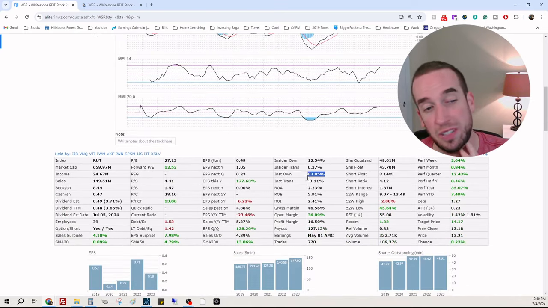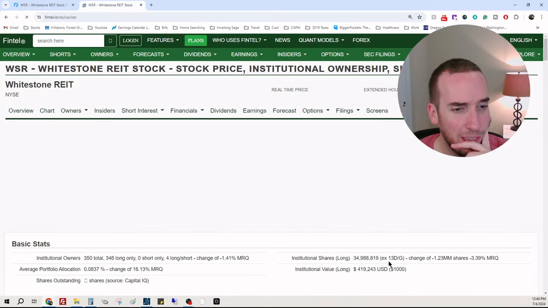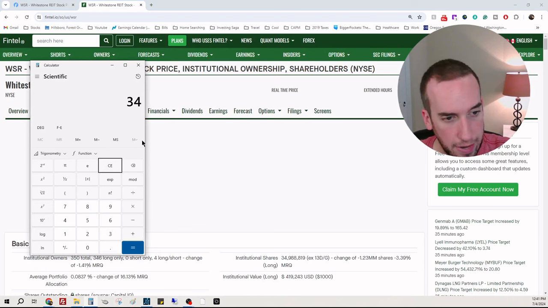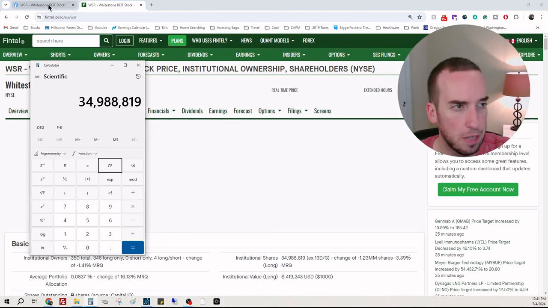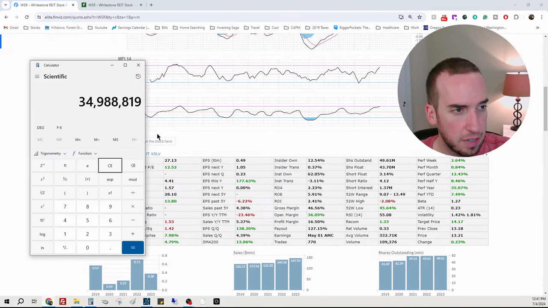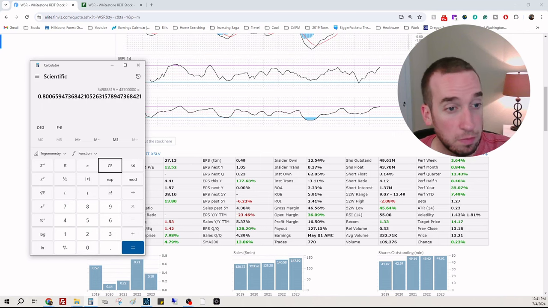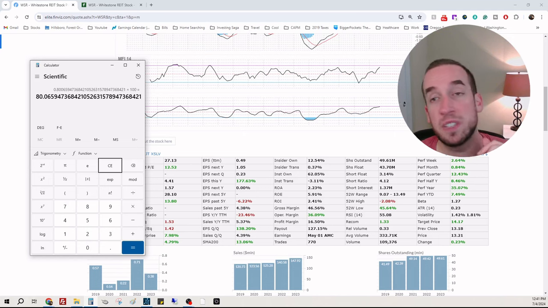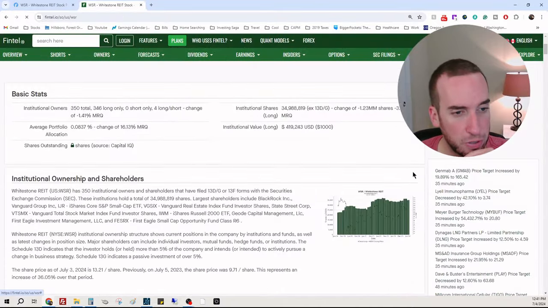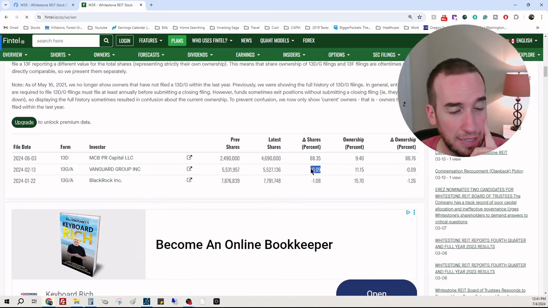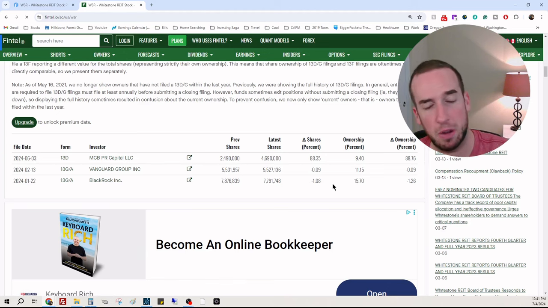Let's see what institutions. Institutions own 62%. Okay, we're gonna do this by hand. 34,988,819. Okay. Yep, that's right. And we're going to take that and divide it by 43,700,000. 80%. So it's actually up from 62 to 80%. So we do have the big boys and girls adding overall. Vanguard slightly decreased less than 0.1%, and then BlackRock decreased about 1%.